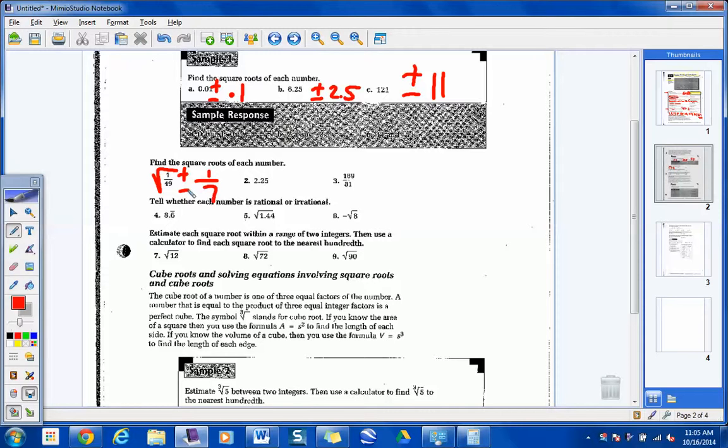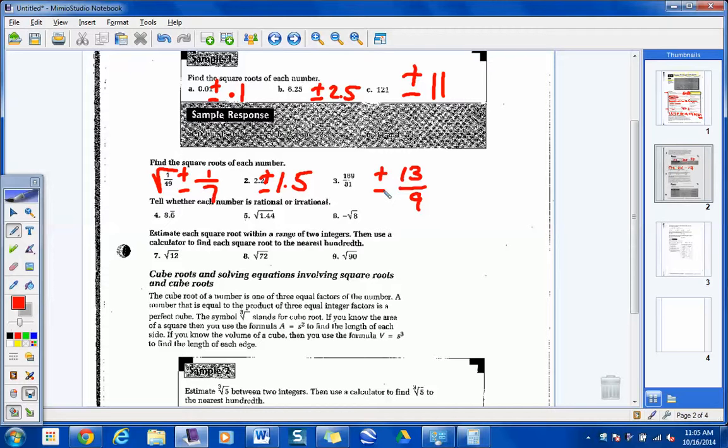Square root of 2.25. What'd you guys get? 1 point what? Okay. 1.5 plus or minus. How about the next one? You had 169 over 81. What'd you get, Megan? 13 over 9. 13 over 9 plus or minus. Okay, how you guys feel about this?